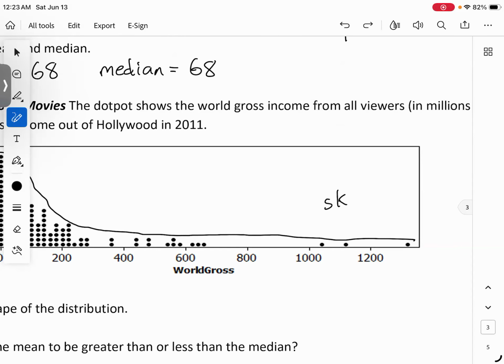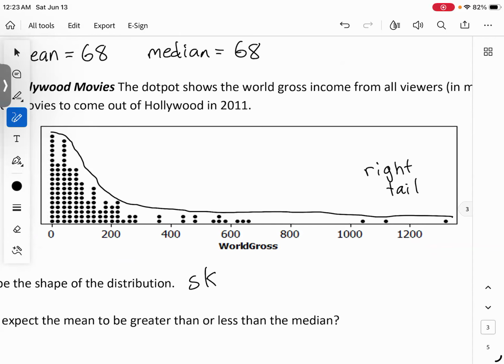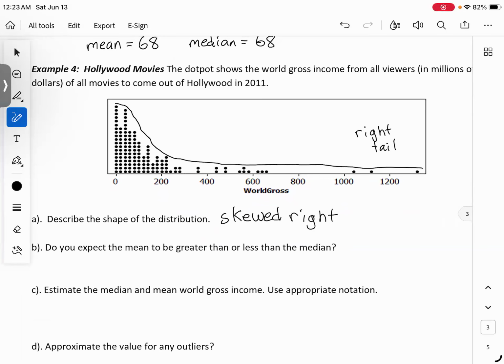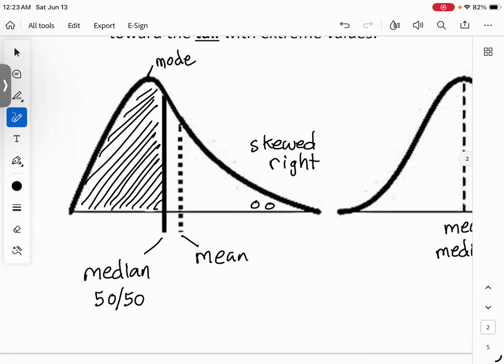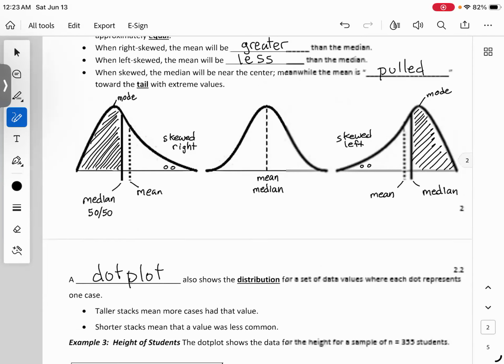Or I'll write it this way. It's got a right tail, so it's skewed right. And so what we're going to do with this is again estimate where the mean and the median are, but because it's skewed right, this is what we're expecting: the mean is going to be a little bit more to the right than the median.